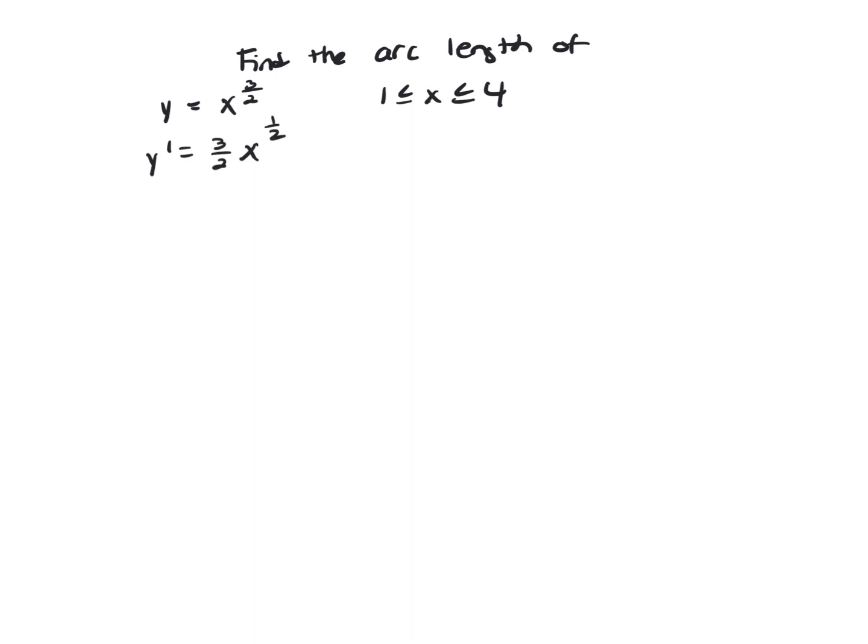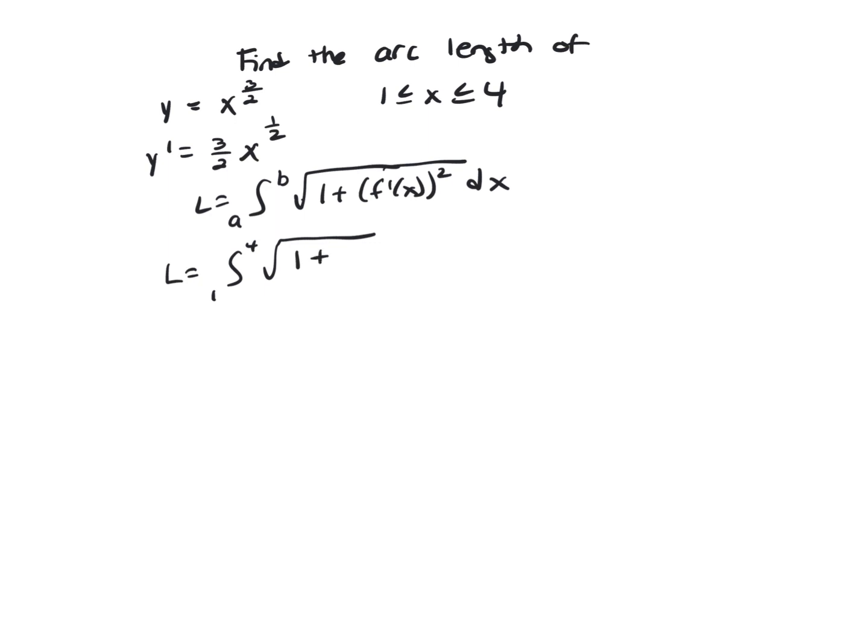The formula to find the arc length is L equals the integral from a to b of the square root of 1 plus f prime of x squared dx. Our arc length will be the integral from 1 to 4 of the square root of 1 plus the derivative, which is 3/2 x to the 1/2 squared dx. Simplify. This is the integral from 1 to 4 of the square root of 1 plus 9/4 x dx.